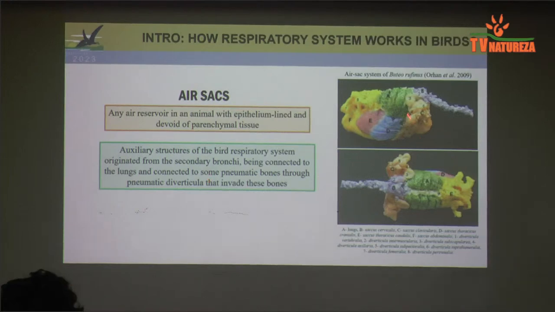Here we have, in an extant buzzard, the air sac system with the main thoracic and abdominal air sacs. The green one is the lungs, but there is also the cervical air sac, and how the pneumatic diverticula structures that perforate the bone derive from the air sac.